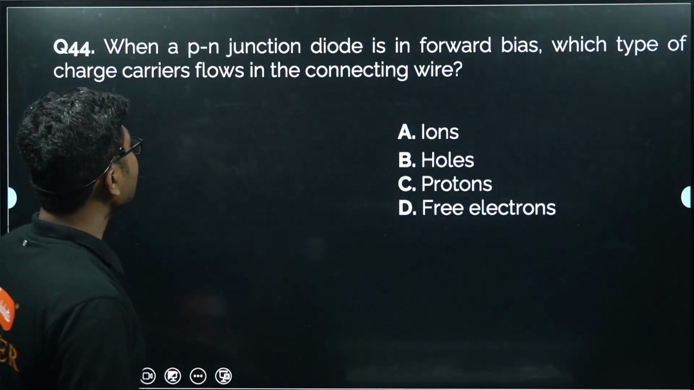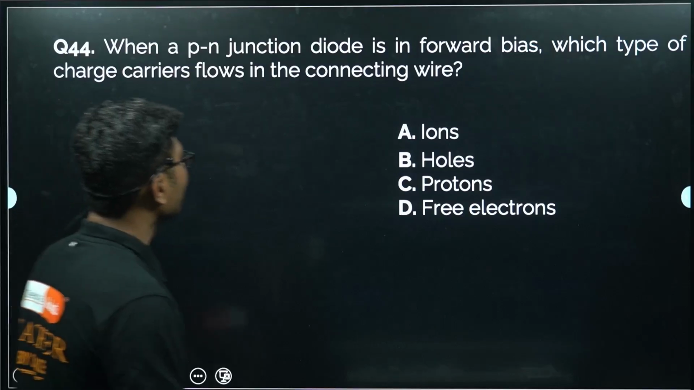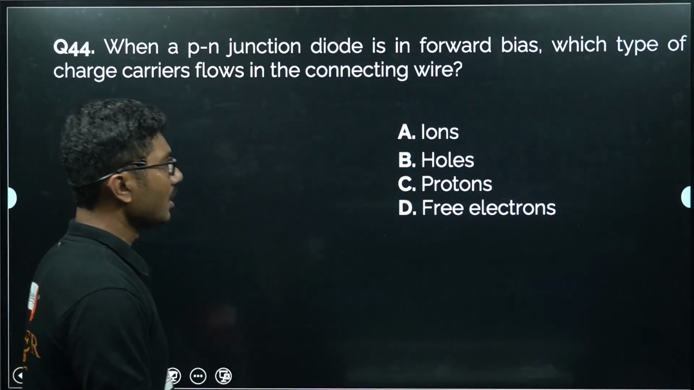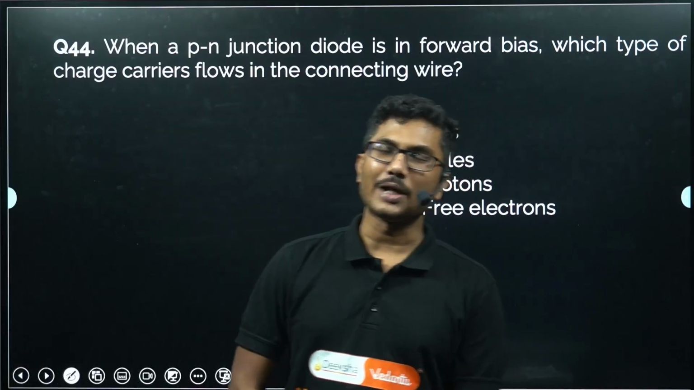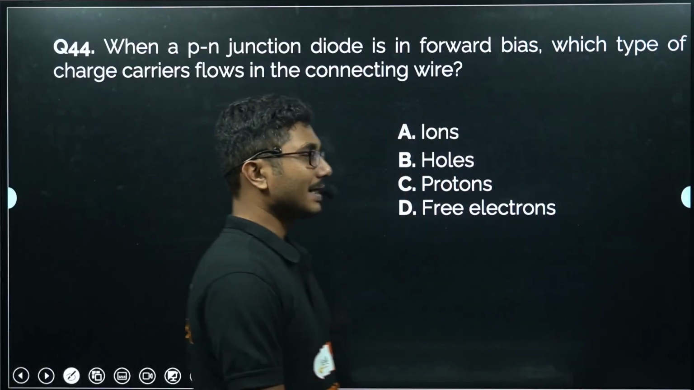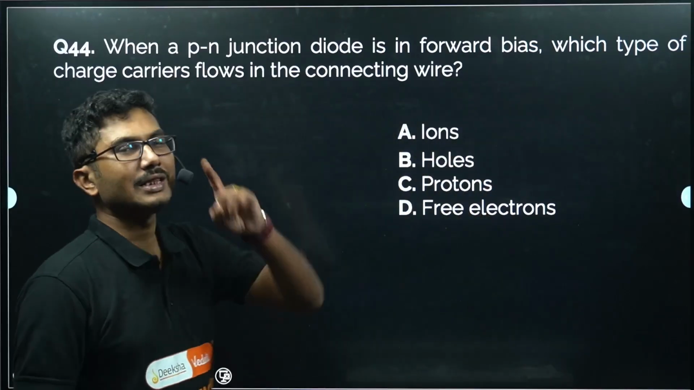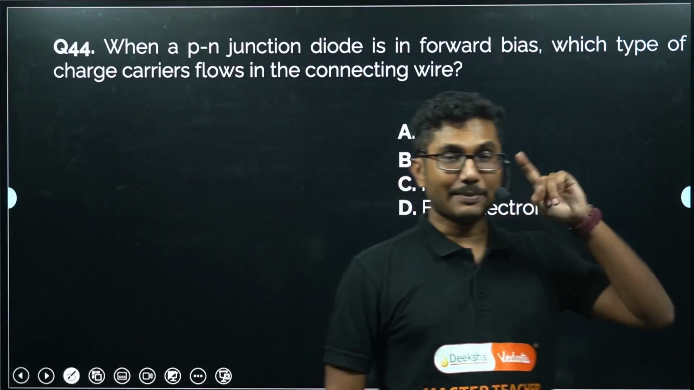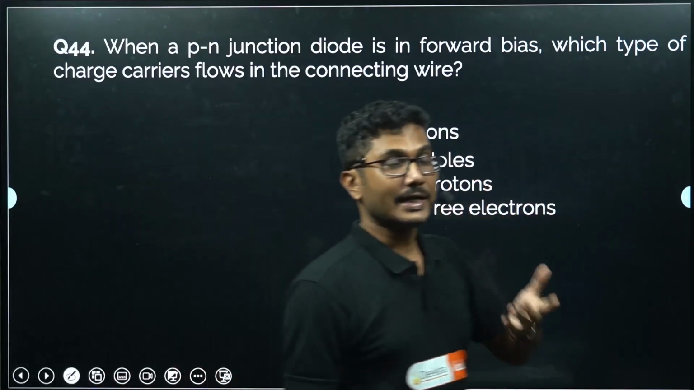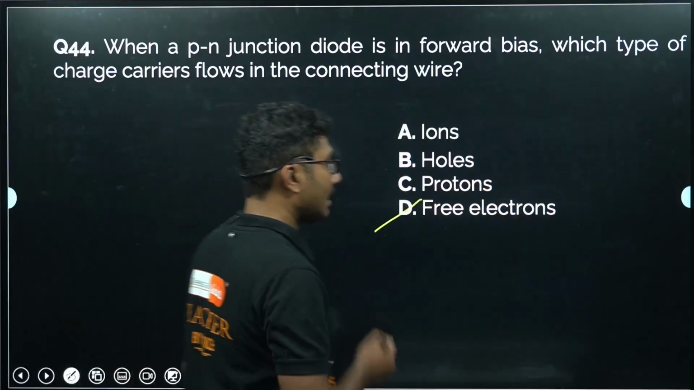Now, when a PN junction diode is forward biased, which type of charge carriers flow in the connecting wire? Ions, holes, protons, free electrons. Now this is very interesting. I know 90% of you will be able to answer, but 10% of you may be thinking what is the correct answer. I think multiple answers are correct. Actually no, always one thing flows. When my chapter videos come, I will discuss which charge carrier actually carries the current. Only one thing can flow, that is free electrons. Nothing else can flow.